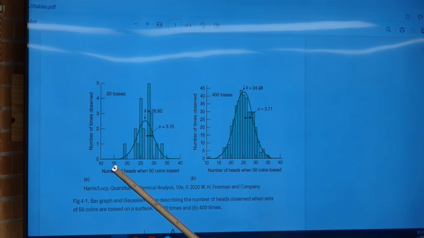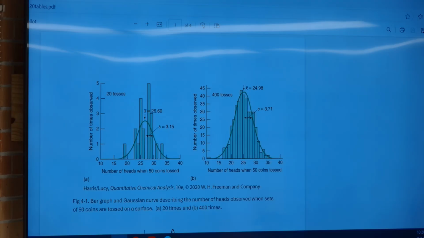So this smooth curve is what we call the Gauss curve. Theoretically, we expect most of the time, if we toss 50 coins, 25 coins should land heads on, and 25 on the backside. So the bar curve and this Gauss curve have a big difference. But if we calculate the average, the mean value is 26.6.